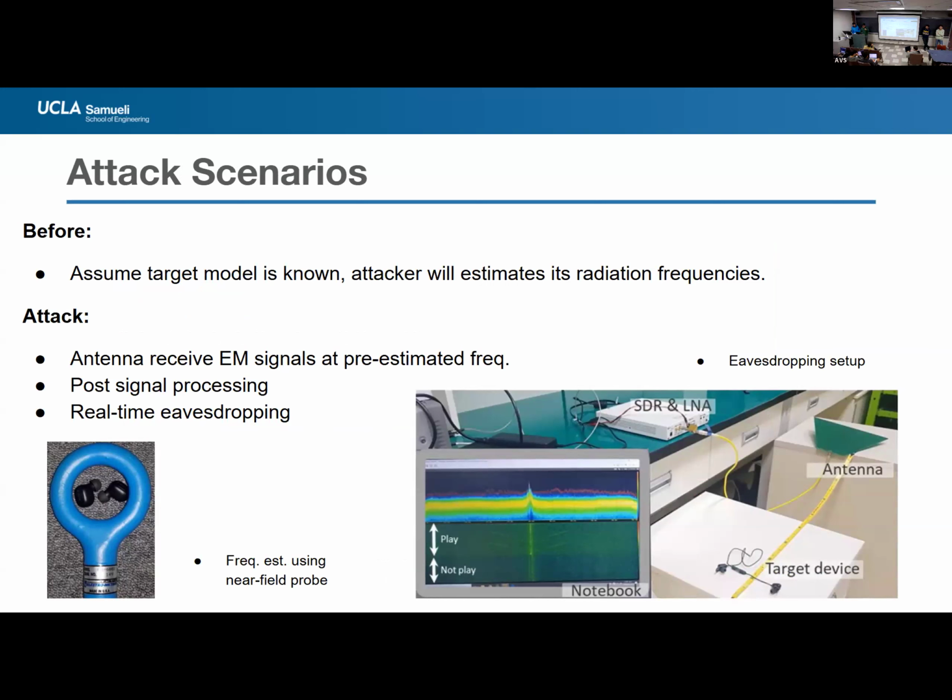Before the attack is done, they assume that the target model is known, so the earbuds are known. They will use a probe and measure its frequency. Then during the attack, the antenna in the right corner will pick up the EM signals at that pre-estimated frequency. It will go through an SDR and LNA, so a software-defined radio and low noise amplifier, to do processing, and that will enable real-time eavesdropping on the target. In the notebook there, the information displayed is the real-time conversation.